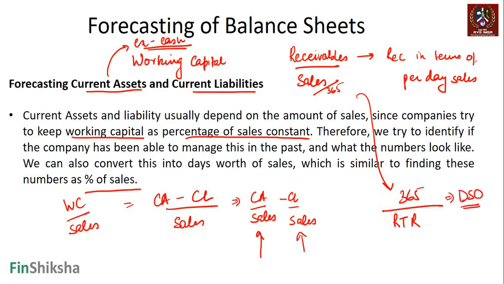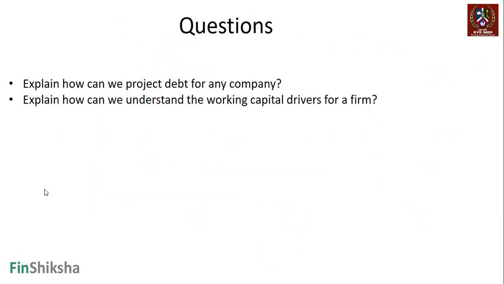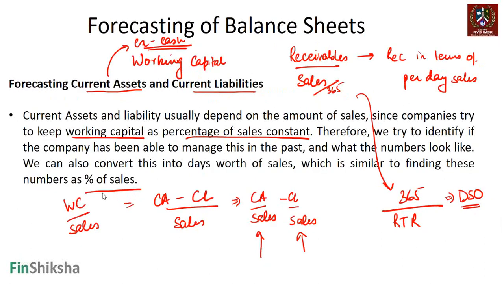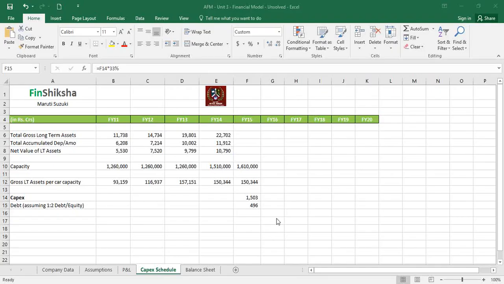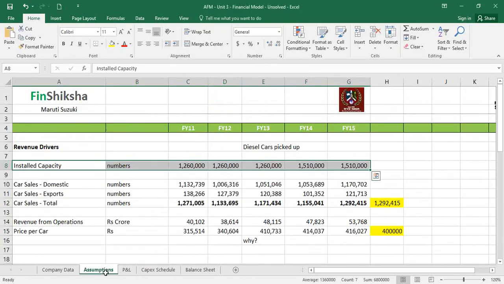We have seen this in our working capital discussions in AFSA, right? So we can also find this, that's effectively the same as trying to find out what is the working capital data as a percentage of sales. So let's go to our Excel file and try and identify this.